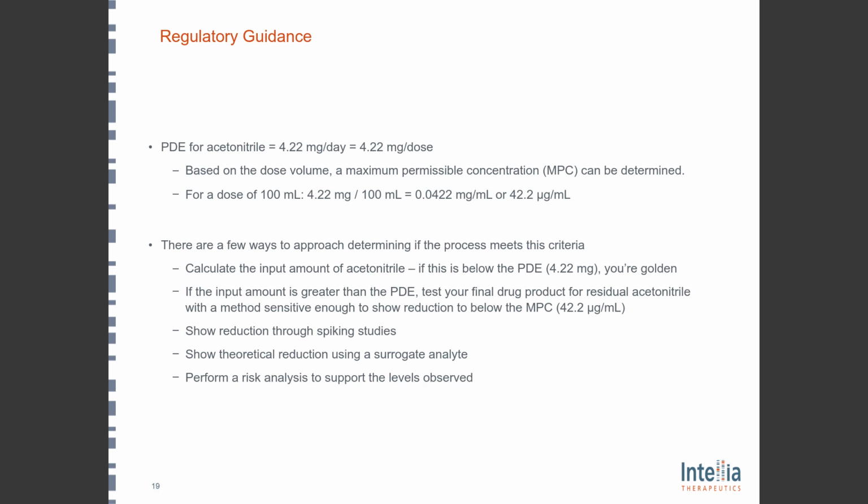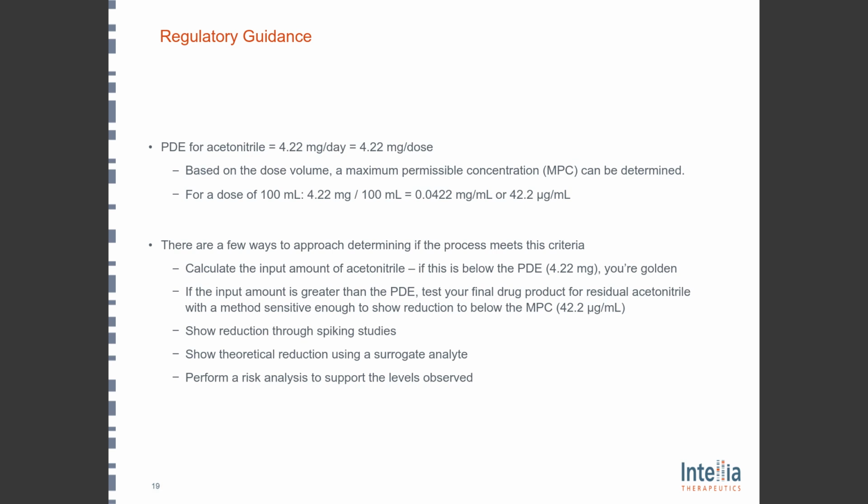If your input amount is greater than your permissible daily exposure, you'll want to test your final drug product for residual acetonitrile with a method sensitive enough to show this reduction below your maximum permissible concentration of 42.2 micrograms per mL. And again, you're going to want to characterize that throughout the process and also calculate your log reduction values. But assuming that your process does a pretty good job of clearing out the acetonitrile, you should have a pretty good story to tell the regulators.